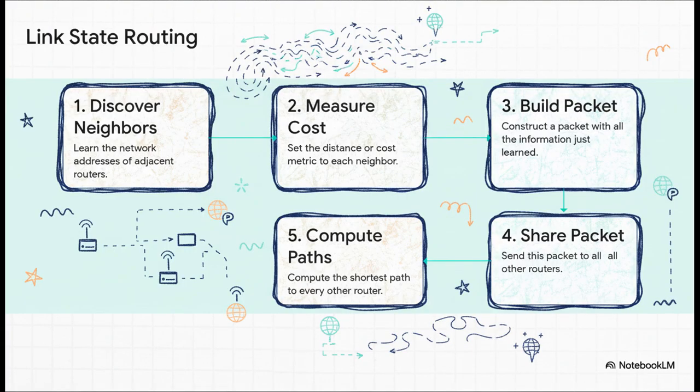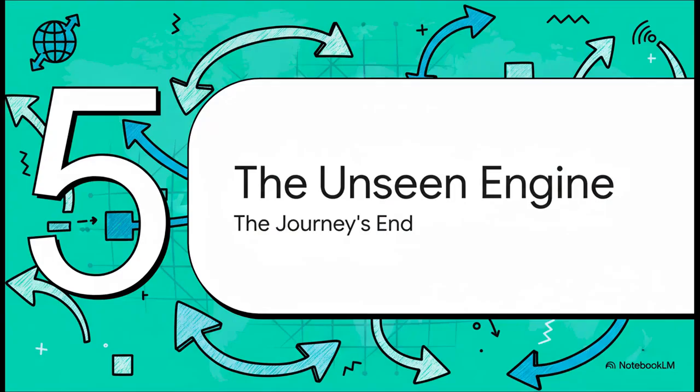So how does a router build this amazing GPS map? Well, it's a 5-step process. First up, it discovers its immediate neighbors. Then it measures the cost or distance to each one of them. Next, it bundles all of that info into a special packet. Step 4, it sends that packet out to every other router on the network. And finally, using the complete map that it's assembled from everyone's updates, it calculates the absolute shortest path to every possible destination. It's brilliant. So there you have it.